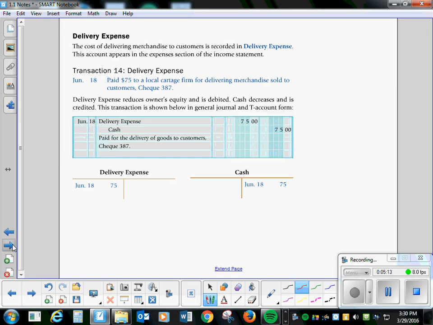You also have delivery expenses. The cost of delivering merchandise to customers is recorded in the delivery expense account. So you paid $75 to a local cartage firm for delivering merchandise sold to customers. So your cash is going to go down and your expense is going to go up. And your T accounts would look like this.